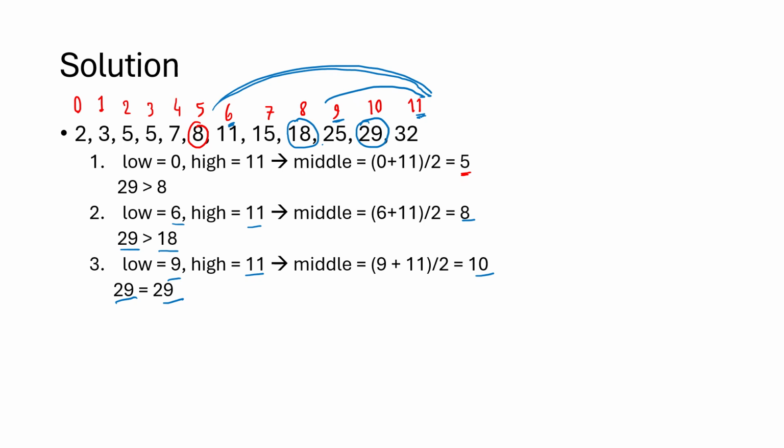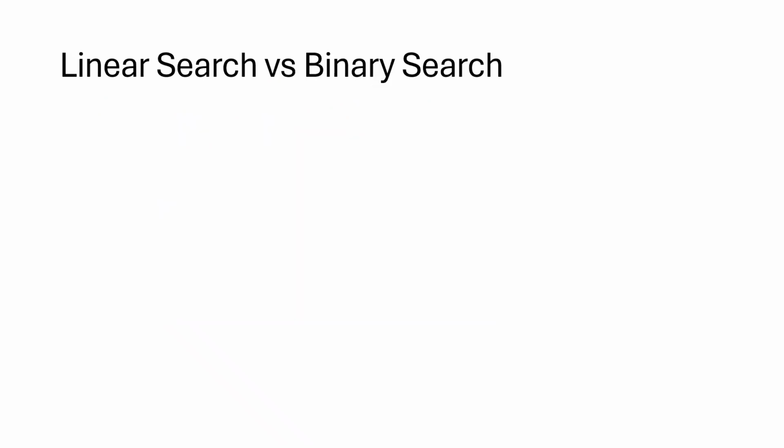And note that here we only needed to make 3 comparisons. 1, 2, 3. So only 3 comparisons were needed, compared to 11 comparisons that we needed when we tried to solve the same problem using linear search. So the question is, how do these two algorithms compare, based on the examples that we just saw?